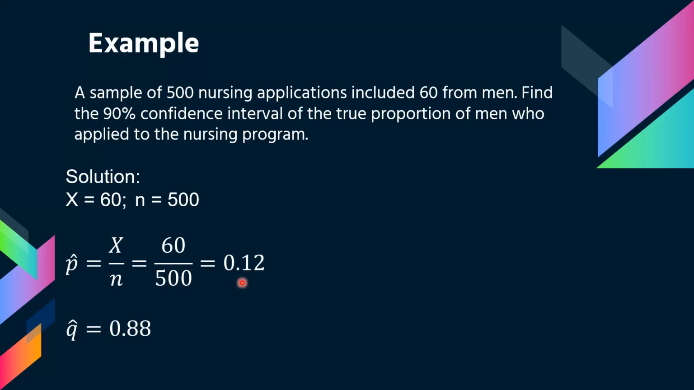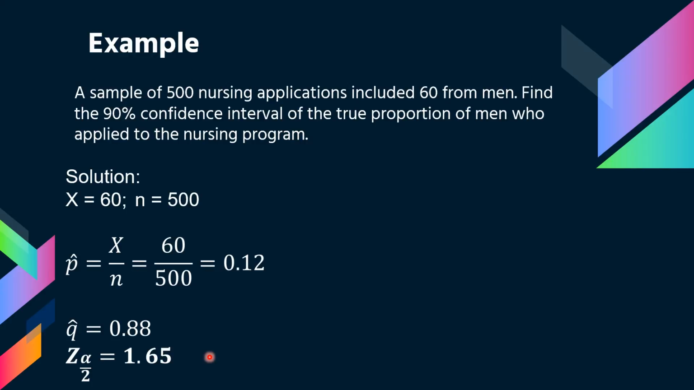And P hat, okay, the difference between 1 and the P hat is our Q hat, which is 0.88. So if we are going to add these two numbers, the answer is 1. So we already have the N, the P hat, and the Q hat. Then we can now substitute in our formula. By the way, the Z score of the specific confidence interval, which is 90% confidence interval, is 1.65.